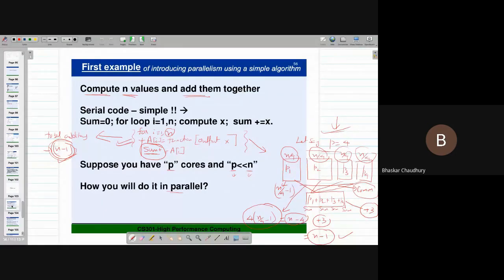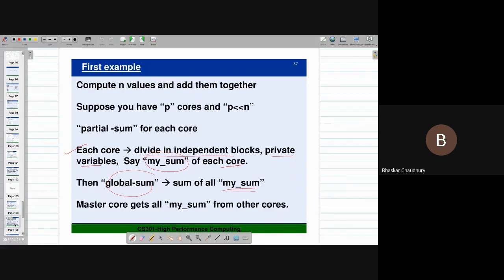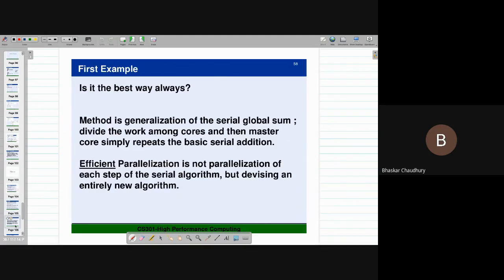Yes, 4. So you have to introduce 4 private variables, which are private to each of these threads or cores. And another thing is that we have to do some overhead. So that part is clear. Another important thing is that this is not... let me just show the next slide actually.